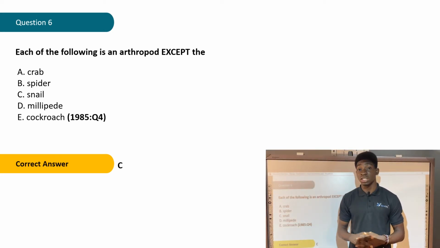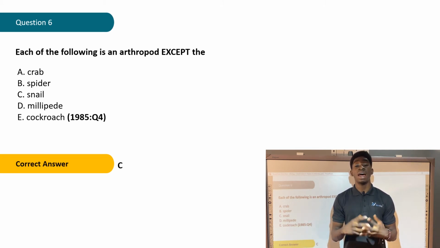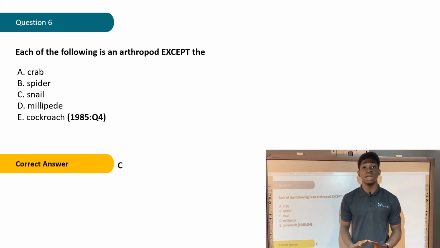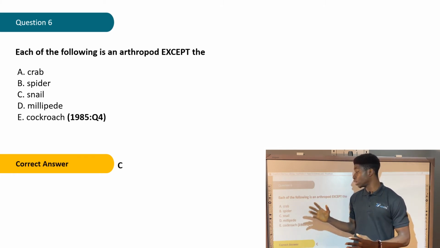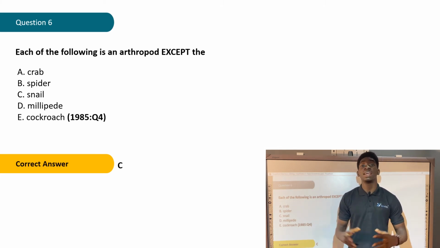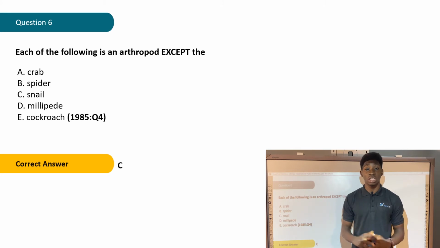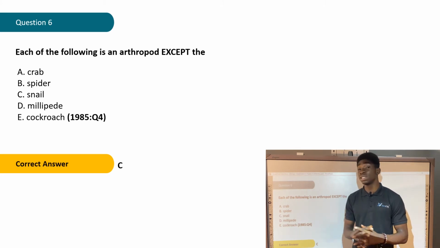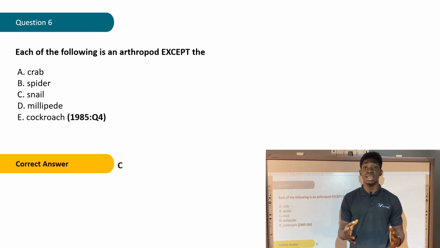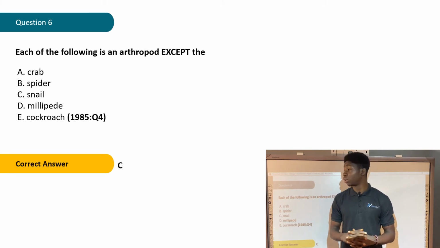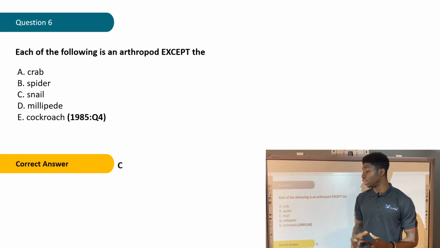Crab is found under crustacea, which is still under Arthropoda. Spider is found under arachnida, which is also still under Arthropoda. Snail, like we mentioned earlier, is found under phylum Mollusca. Millipede is still under Arthropoda. Cockroach is under Insecta, which is under Arthropoda. So the correct answer is C, snail.